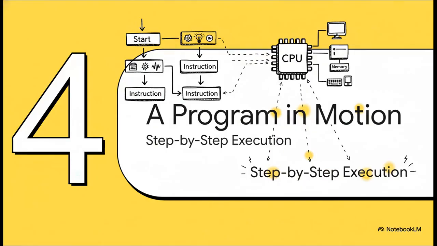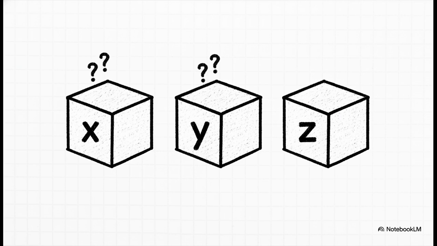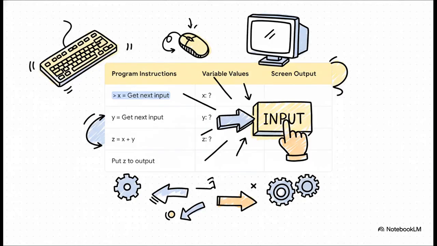Okay, theory is great, but let's actually see this in motion. We're going to watch a very simple program run, one instruction at a time, so you can see exactly how a computer thinks its way through a problem. Now, to do this, our program is going to use something called variables. Don't let the word scare you. Just think of X, Y, and Z as little labeled boxes that the computer uses to store our numbers for a moment. All right, here we go.